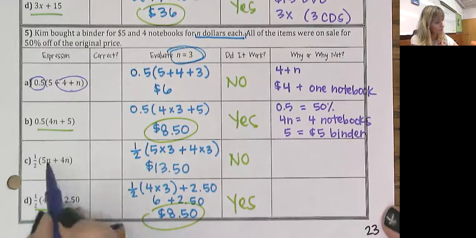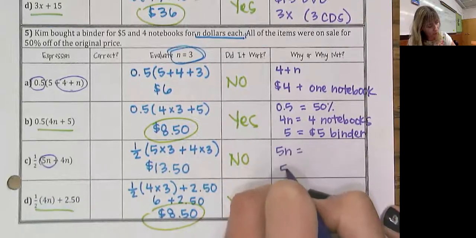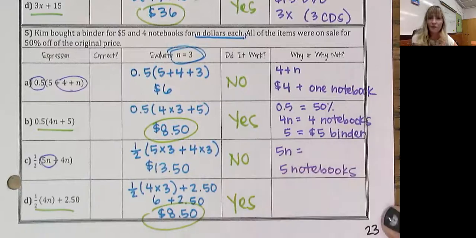Why didn't this one work? Well, because it said 5N, which would mean 5 notebooks, which was not a part of the story. So that doesn't make any sense. Don't write 5N when there's not 5 notebooks. N is for notebooks, or cost of the notebook, okay?